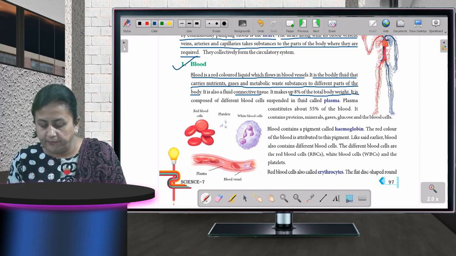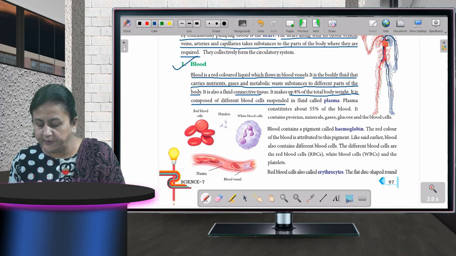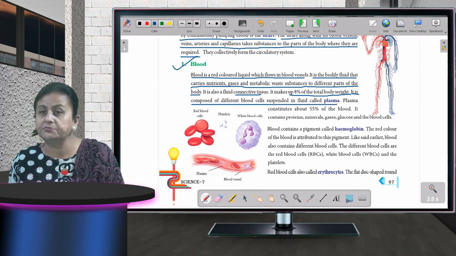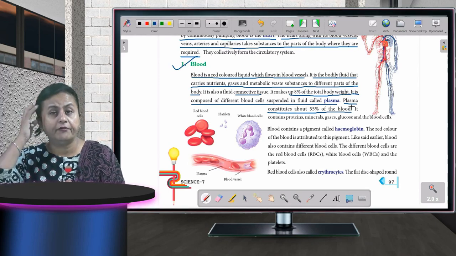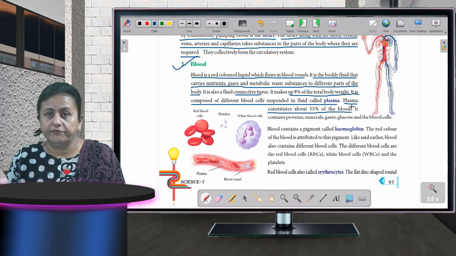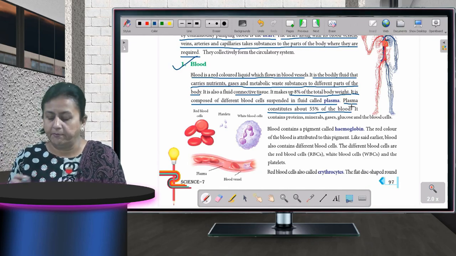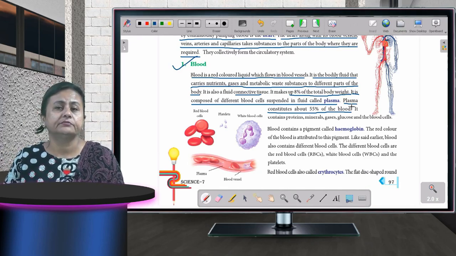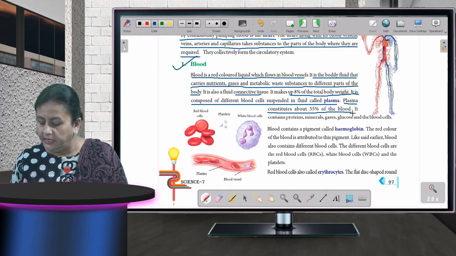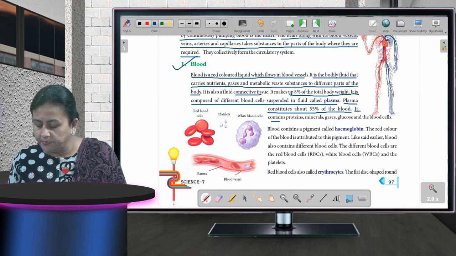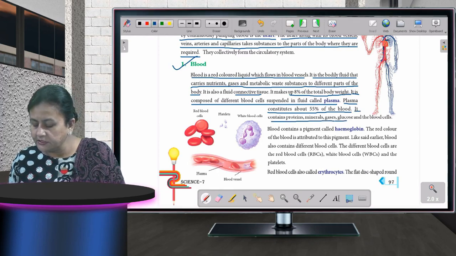it is composed of different blood cells suspended in a fluid called plasma. Plasma constitutes about 55% of the blood. Okay children, blood is made up of different things. First I am telling you about plasma. If the blood is there, 55% of blood contains plasma. Okay, it contains proteins, minerals, gases, glucose and the blood cells.